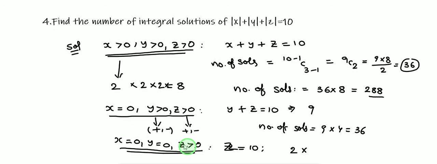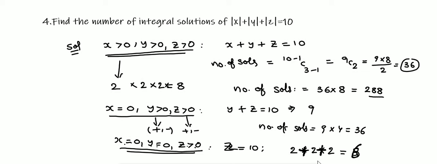Suppose x and z are 0, y is not 0, again two possibilities. Again, x not 0, y 0, z 0, that is again two possibilities. This is not multiplication, it's a plus. In each case we are getting two possibilities. There are three cases. These are individual cases. So then you will get 6 solutions.